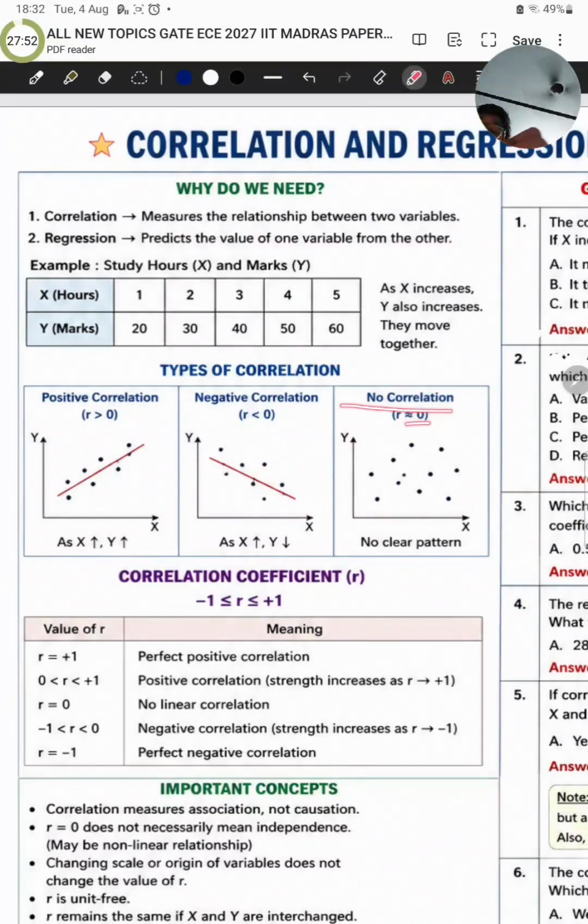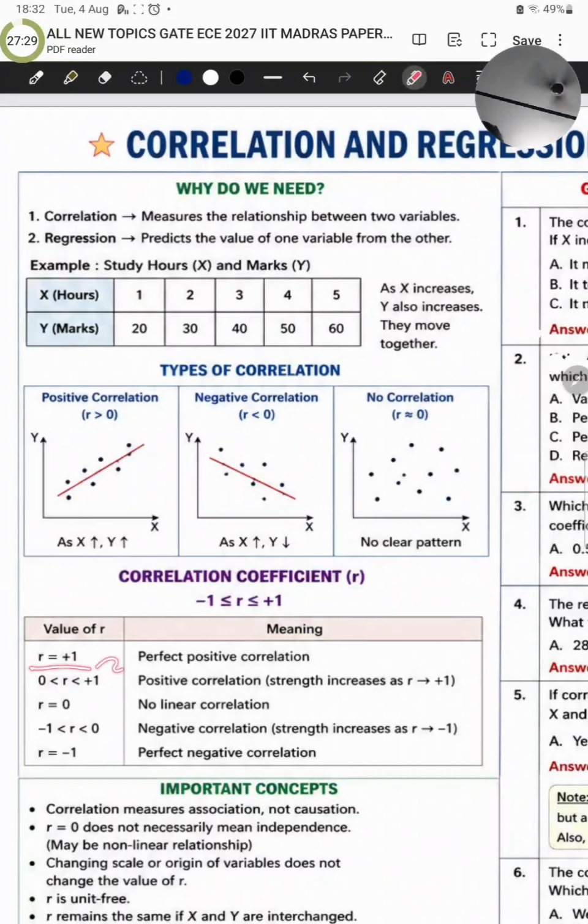No correlation means there is no clear pattern. If r equals 0, that does not mean there is no relation, but that there is no linear relation. And the correlation coefficient always exists between -1 and +1.